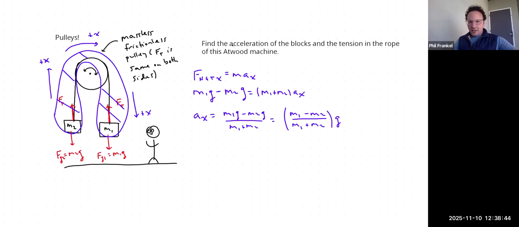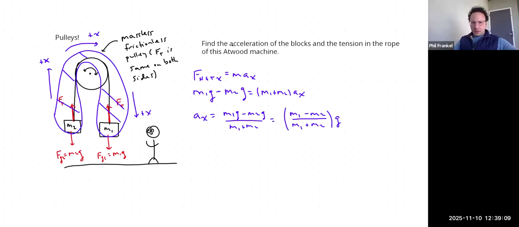But just notice the acceleration of the system is just the free fall acceleration due to gravity times this combination of masses. So the mass values definitely determine what the acceleration will be, but also the free fall acceleration value on whatever planet you're on helps determine the acceleration. Okay, so that's the acceleration of the system.